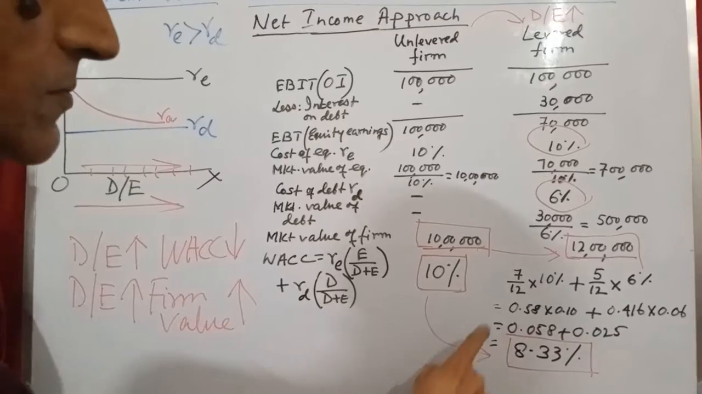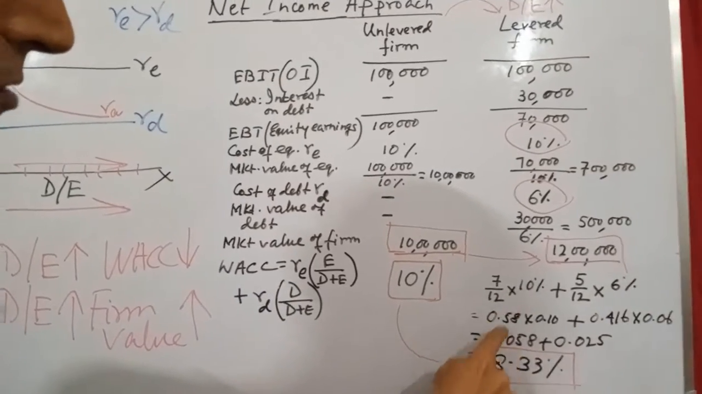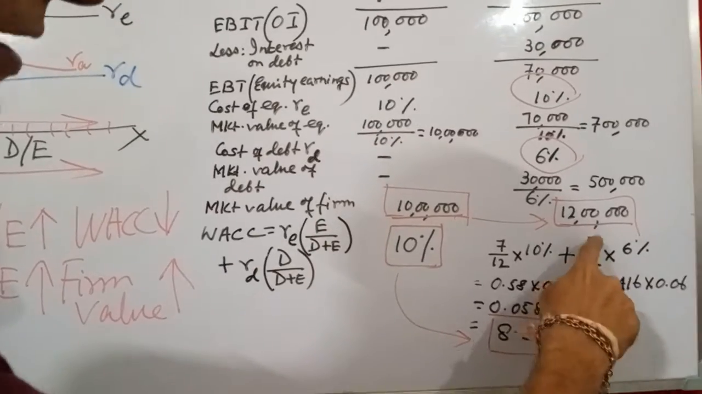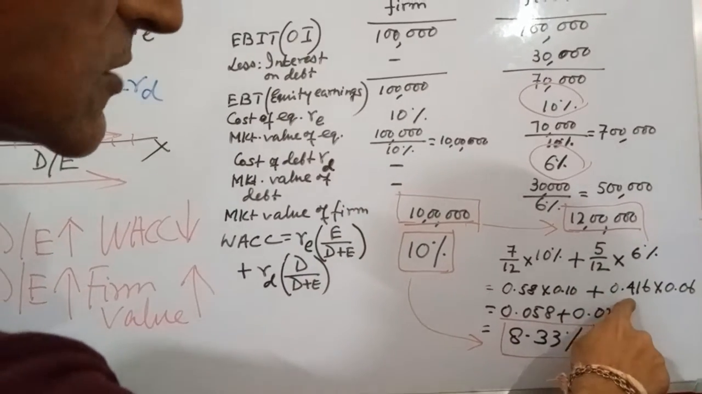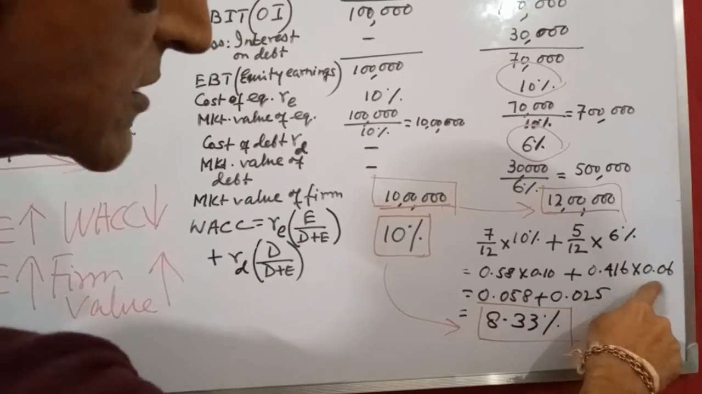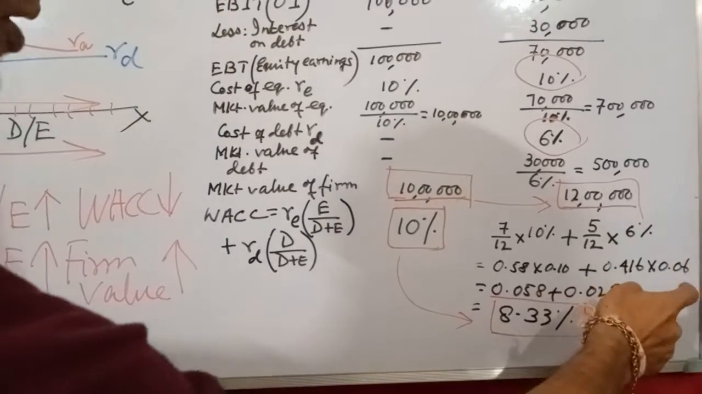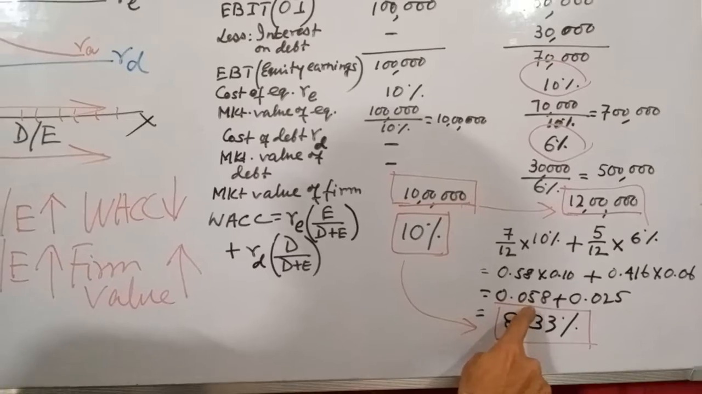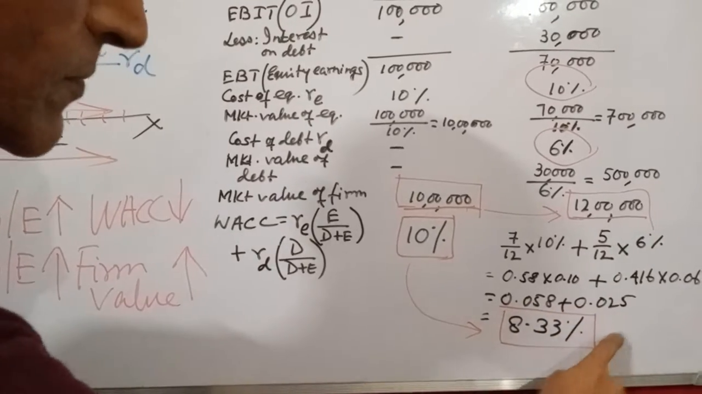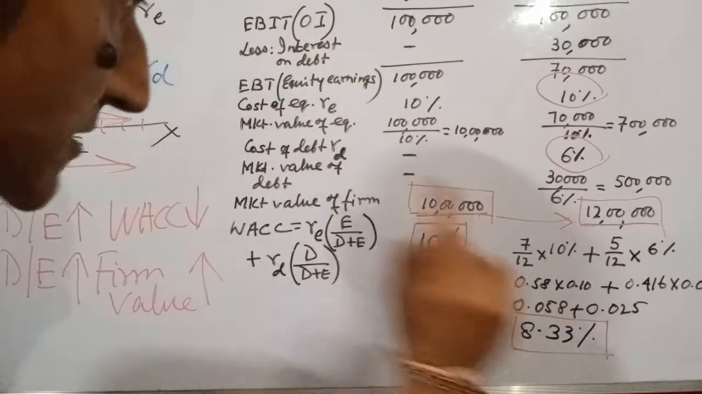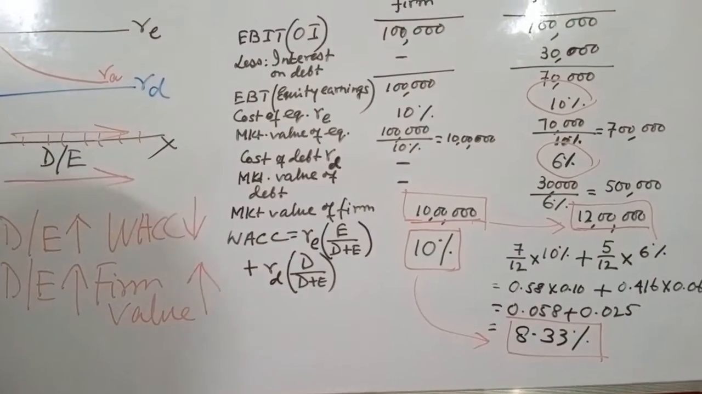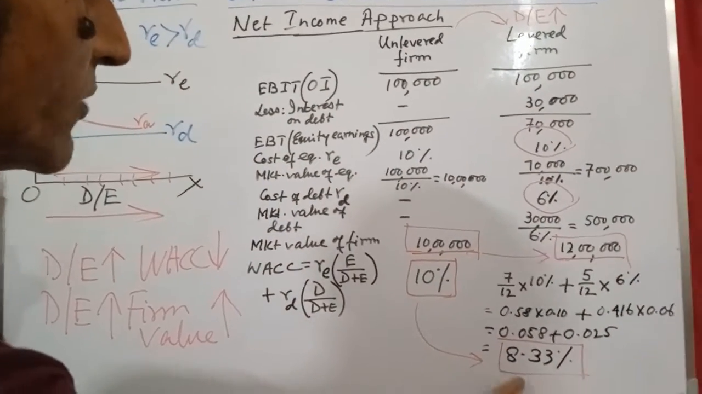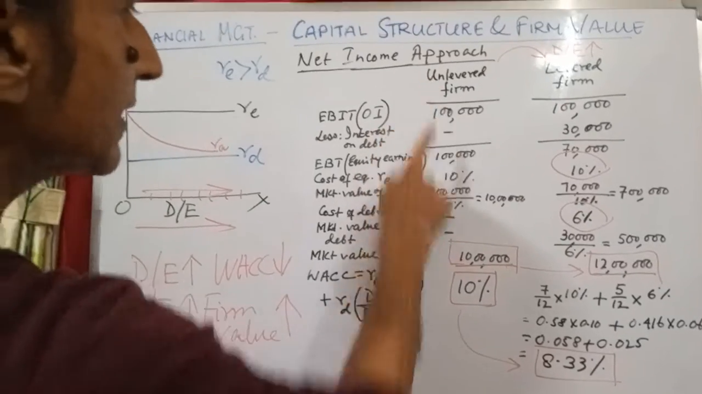So it comes to 7 by 12 into 10%, equals 0.58 into 0.10, plus 5 by 12, which is 0.416, into 0.06. 6% is 0.06. So it becomes 0.058 plus 0.025, that is 8.33%. So the weighted average cost of capital of the levered firm is less than the weighted average cost of capital of the unlevered firm.